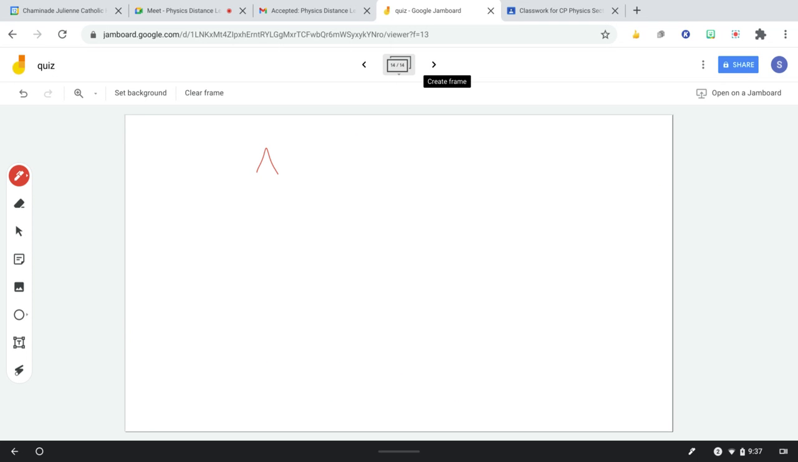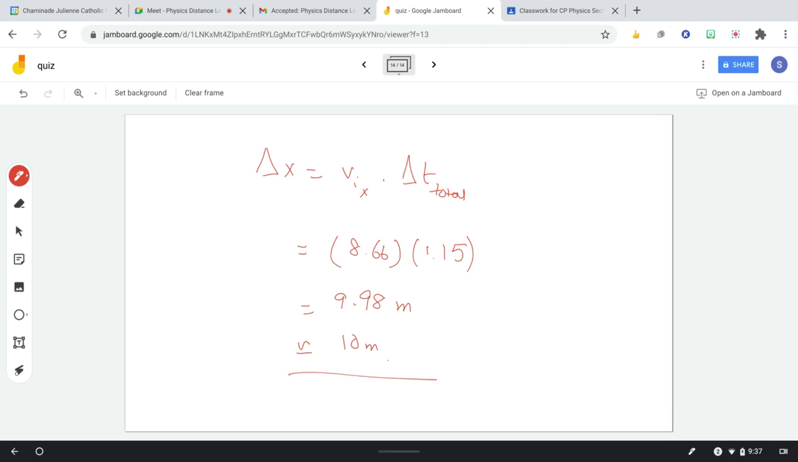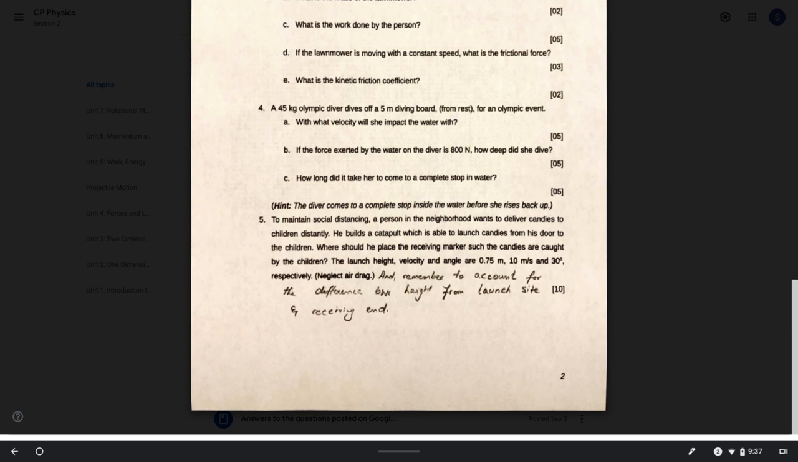And finally, delta x is equal to Vix times delta t total. Vix, if you recall, was 8.66 meters per second times your delta t total, which is 1.15. And that should give you an answer of 9.98 meters. Some of you wrote close to 10 meters, and that was correct too. And I believe that was the last question on the quiz.